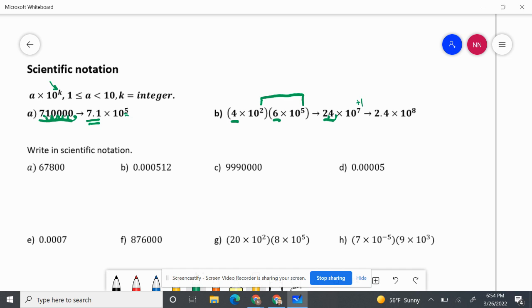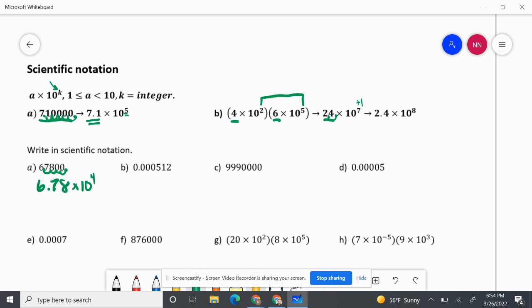So let's do a few examples. What we have right here is 67,800. A number between 1 and 10 would be 6.78. And remember, if we don't see a decimal, it's at the very end. 1, 2, 3, 4. Since it's a large number, it would be 10 to the 4th.